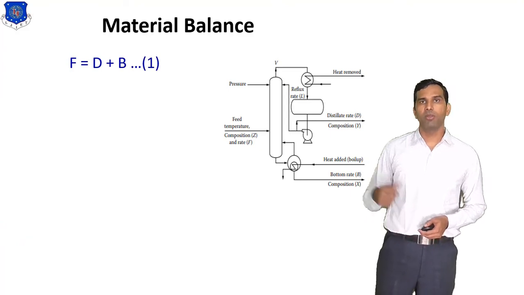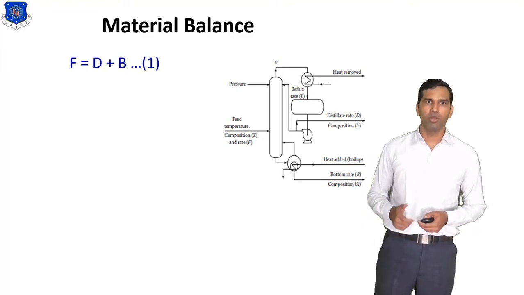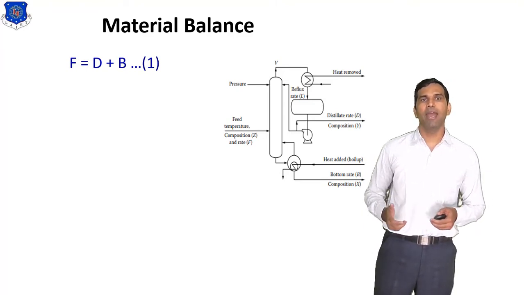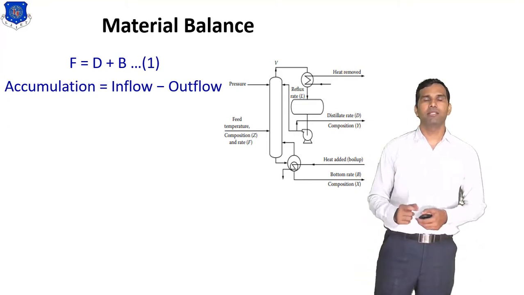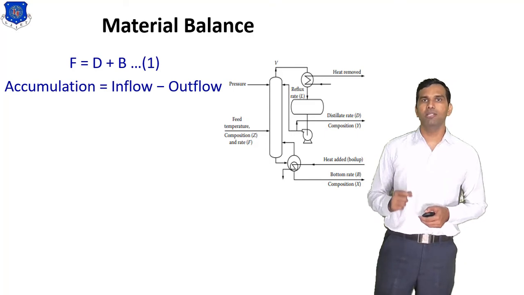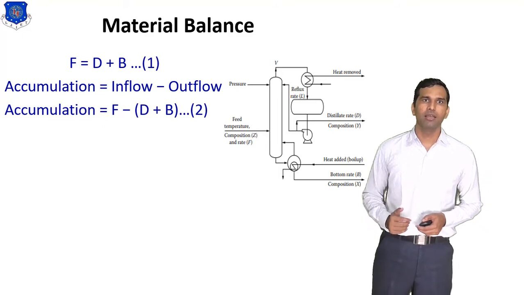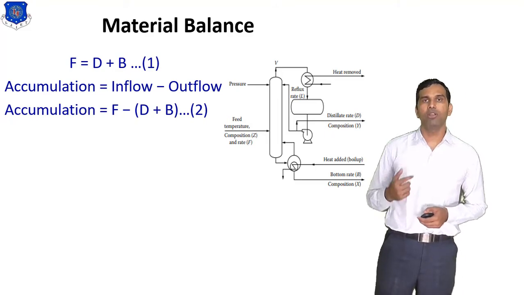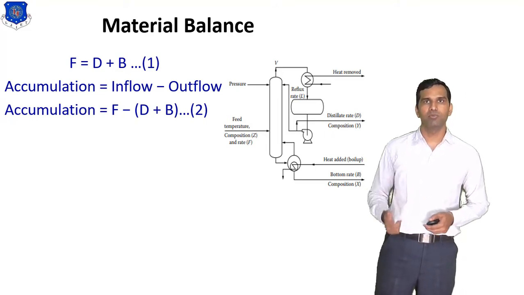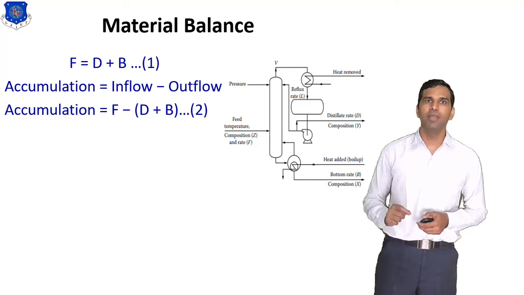Now from the figure we can write F equals D plus B, of course, because the inlet is F and we get the distillate and bottom product. So we can write F equals D plus B. Now according to the material balance, the equation is accumulation equals inlet flow minus outlet flow. Here the inlet flow is F and the outlet flow is the summation of D plus B. So we can write accumulation equals F minus (D plus B).